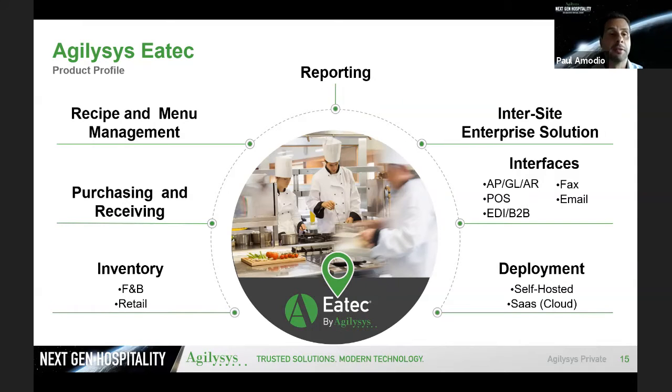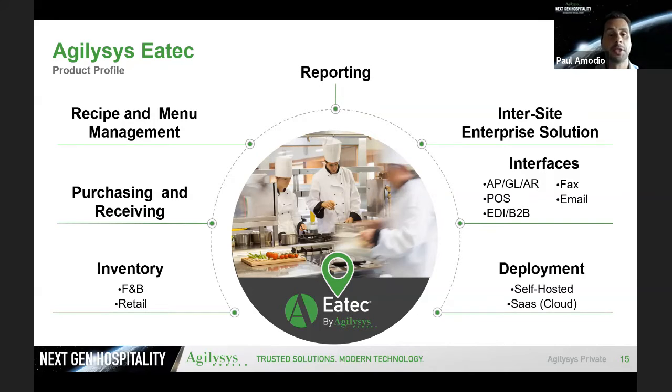So first of all, you have recipe and menu management, which involves production, nutrition integration, HACCP, which is abbreviated as Hazard Analysis Critical Control Point. So basically food safety standards are able to be integrated into eTech. There's menu cycle planning as well.